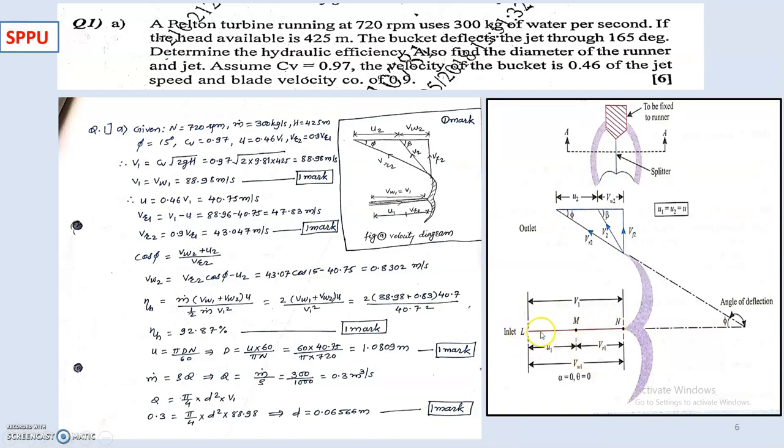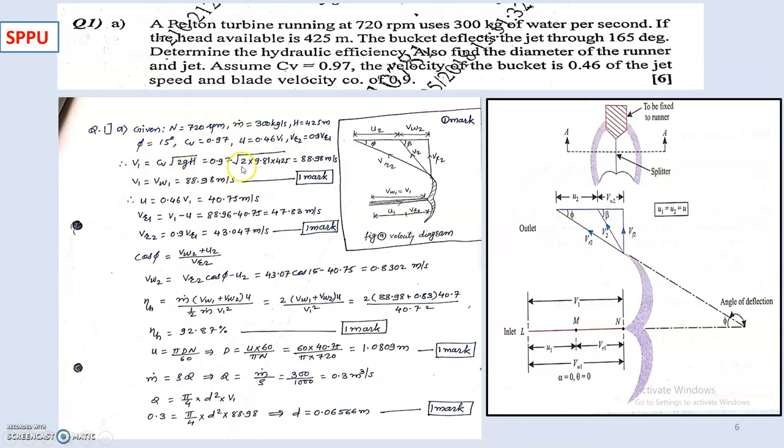At the inlet we know there is a straight line for Pelton turbine, that is V1 equal to Vw1. U1 will be blade speed, and VR1 equal to V1 minus U1. And at outlet, this is the angle of deflection. So this phi is nothing but 180 minus 165, which will be equal to 15 degree. VR2 is equal to 0.9 times VR1, that is mentioned, and U equal to 0.46 times V1, that we know.